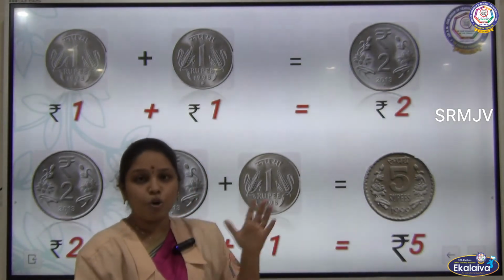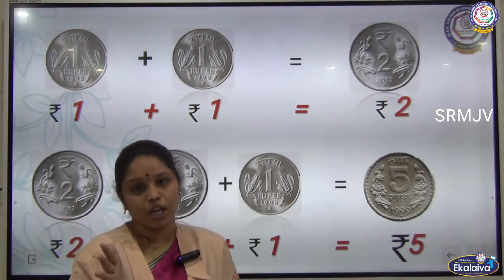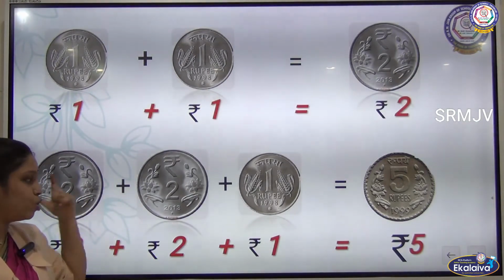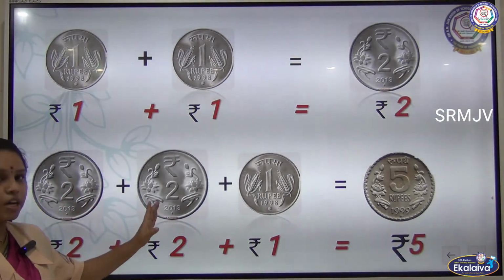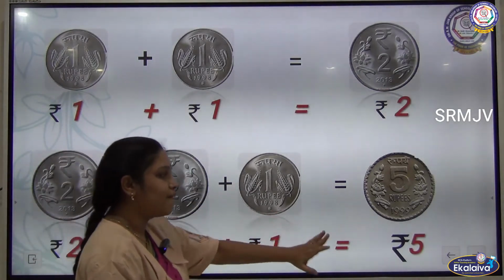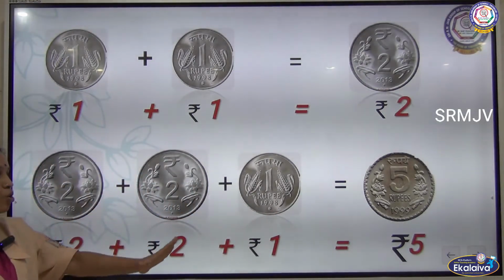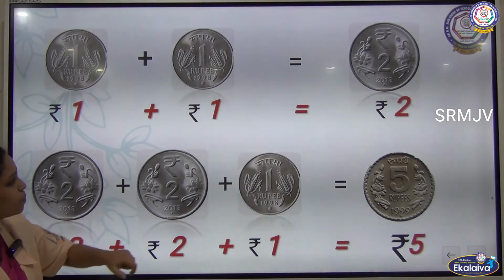We can write 5 rupees as five 1 rupee coins also. Okay. So 2 plus 2 is 4. You have to calculate. 2 plus 2 is 4. 4 plus 1 is 5. So it makes 5 rupees coin. Like this you have to count the money.